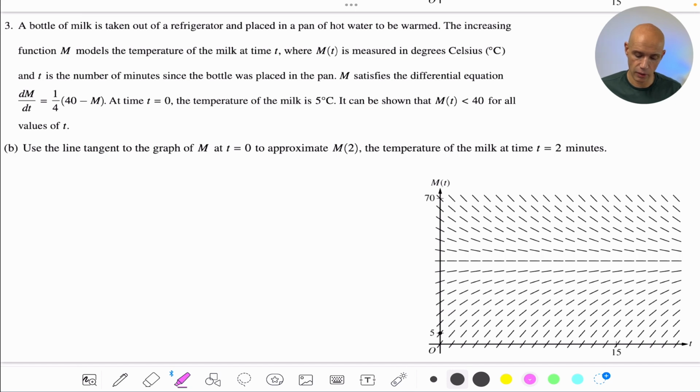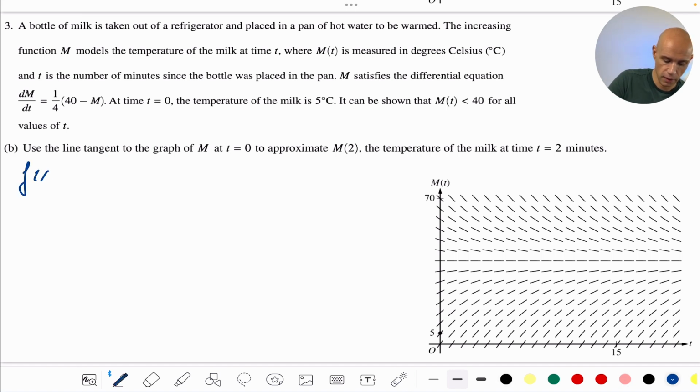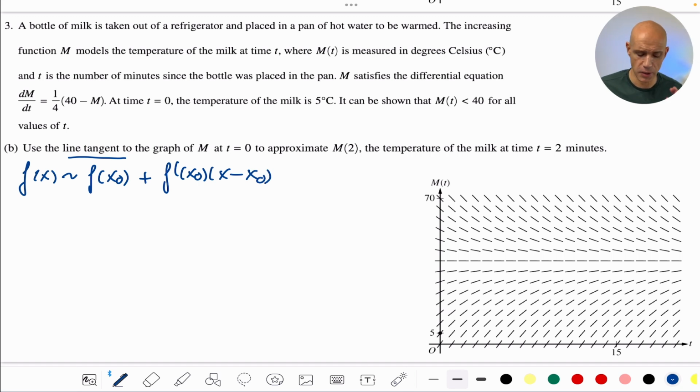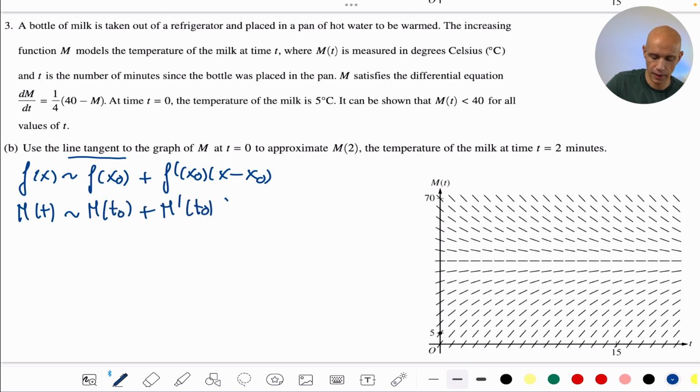Use the line tangent to the graph to approximate the temperature at t equal to 2 minutes. Okay, so remember the important thing here is to use this expression, that a function can be approximated if we use the line tangent as the function at that value plus the derivative multiplied by this. We know that there might be an over or an underestimate, so this is just kind of to begin with. Now we have to translate this into our problem. So what is f of x? It's going to be m of t. What is f? Well, it's going to be at the initial time. Okay, what is this? The derivative at the initial time. And this is time minus time.